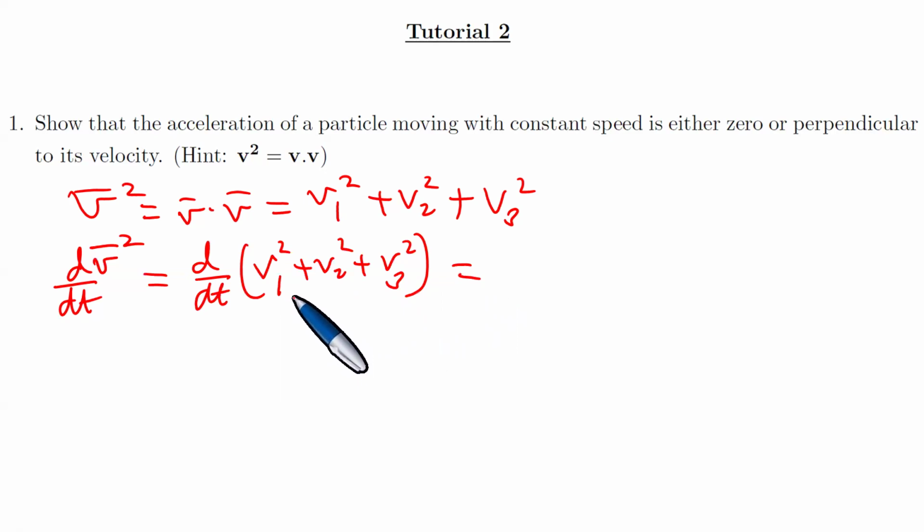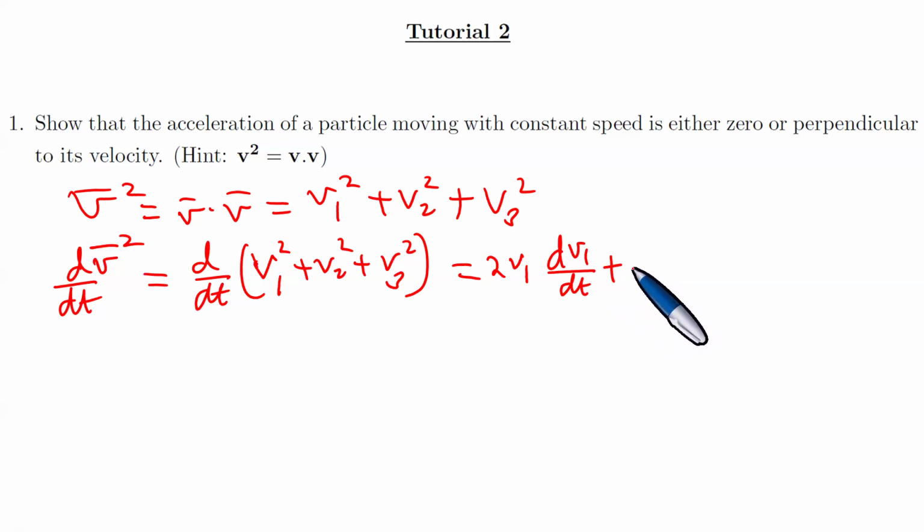To find the derivative of this, we proceed as follows. We are going to use the chain rule. So the derivative of V1 squared equals what? It is 2V1. By using the chain rule, you bring down the 2, subtract 1 from the exponent, then you find the derivative of the inside, which is dV1/dt, plus.